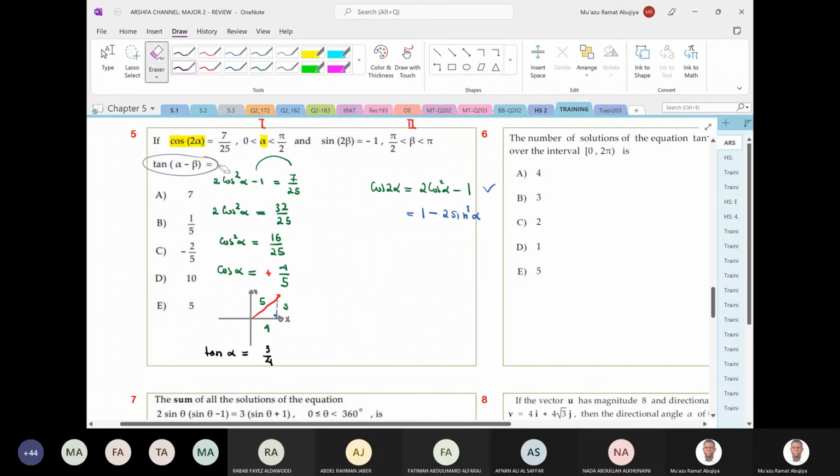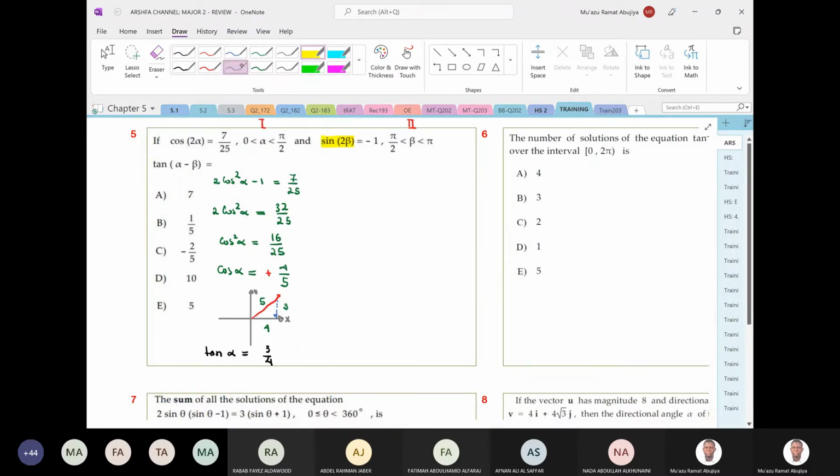Now, we are done with the first part. Let us go to the second part now. For the second part, what is the problem here? The problem is that we have only one property for the double angle for sine. What is that property? We know that sine of 2 beta is equal to 2 sine beta cosine of beta.